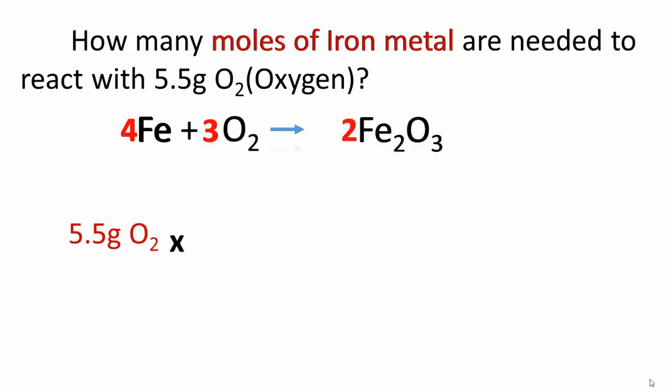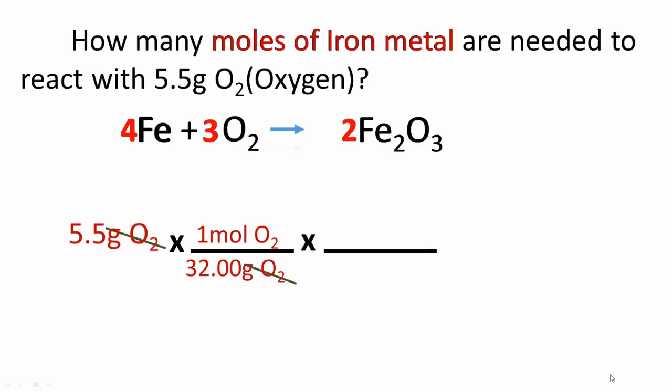Now, our equation is written in terms of moles. So in order to access our mole ratio from the equation, our first job is to convert from grams of O2 to moles of O2 using the molar mass of O2. That's the grams per 1 mole of O2. And now that we have moles of oxygen, we can use our mole to mole ratio from the equation.